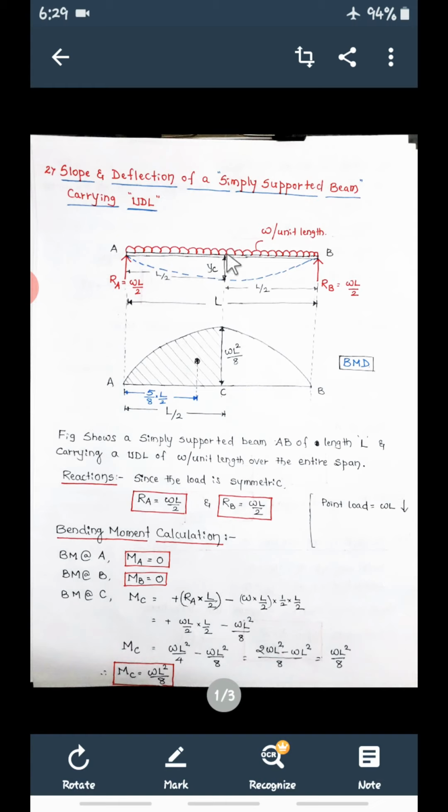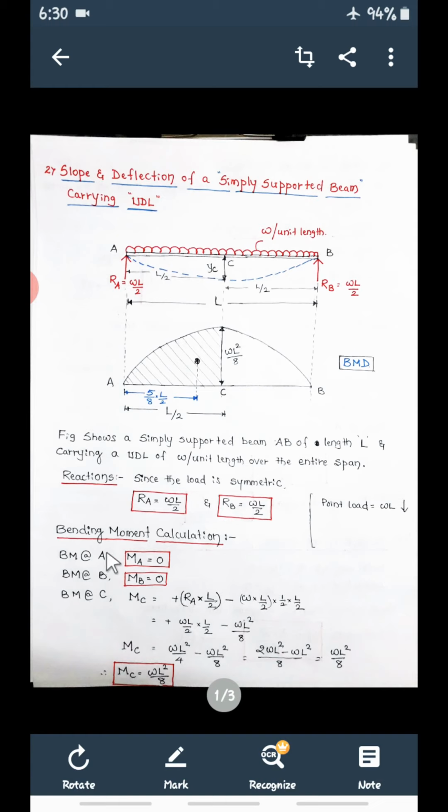So small w into L will be the point load, and what will be the reactions now, RA and RB? That is WL by 2. So the total load is WL, divided by 2. So RA will be WL by 2 and RB will be WL by 2. Since the load is symmetric, reactions RA and RB will be the same, that is WL by 2.